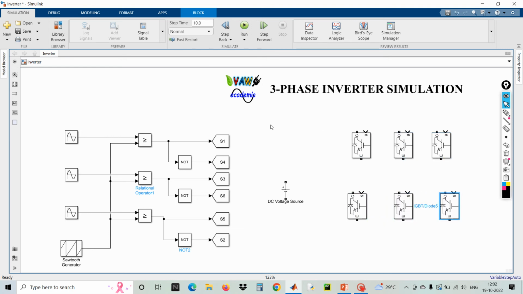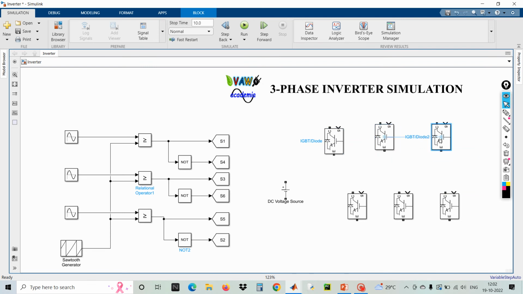Yes, now the circuit is connected. Now the switches are kept like this. I'm going to name the switches accordingly. This one is S1 and this one is S4. These two switches will work at a time. The inverse of S1 is S4. And then another pair is S3 and S6.